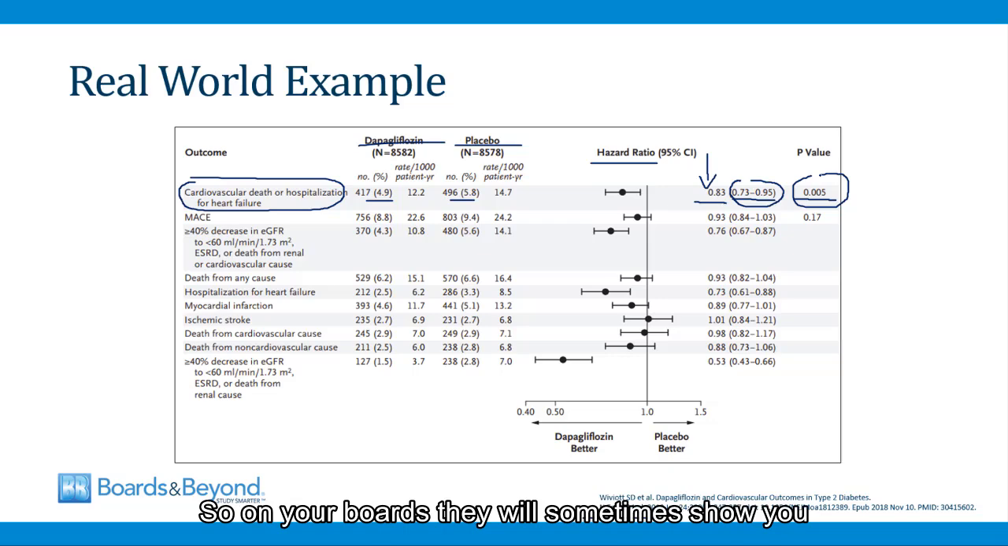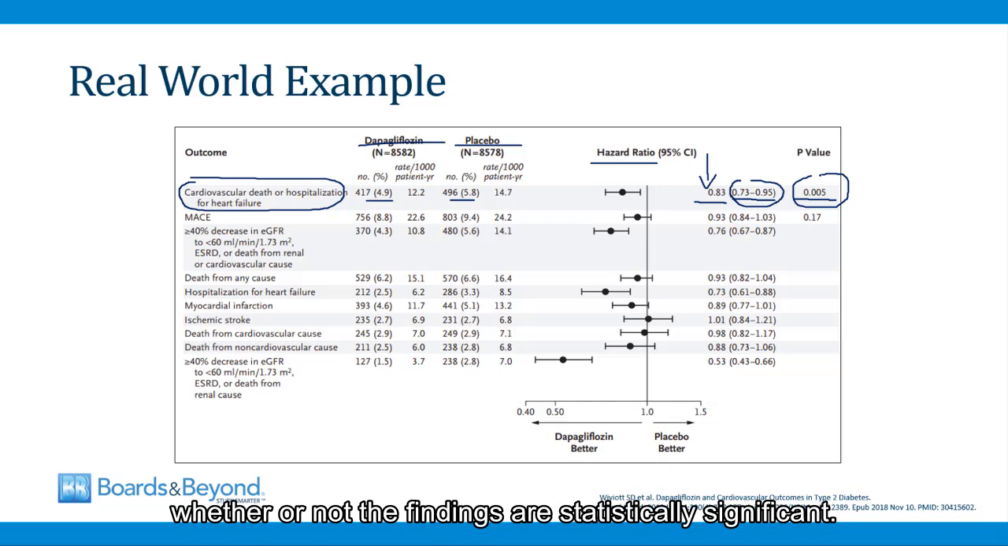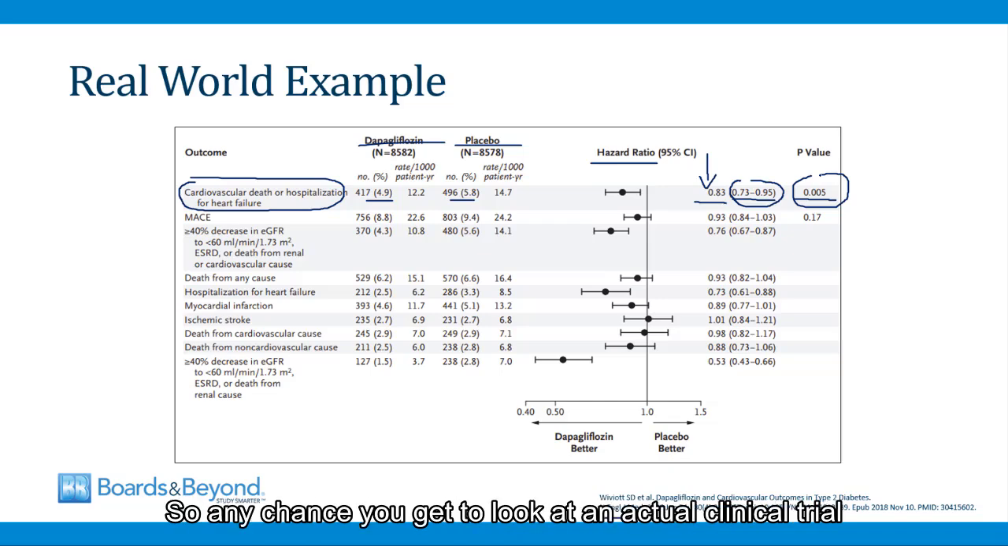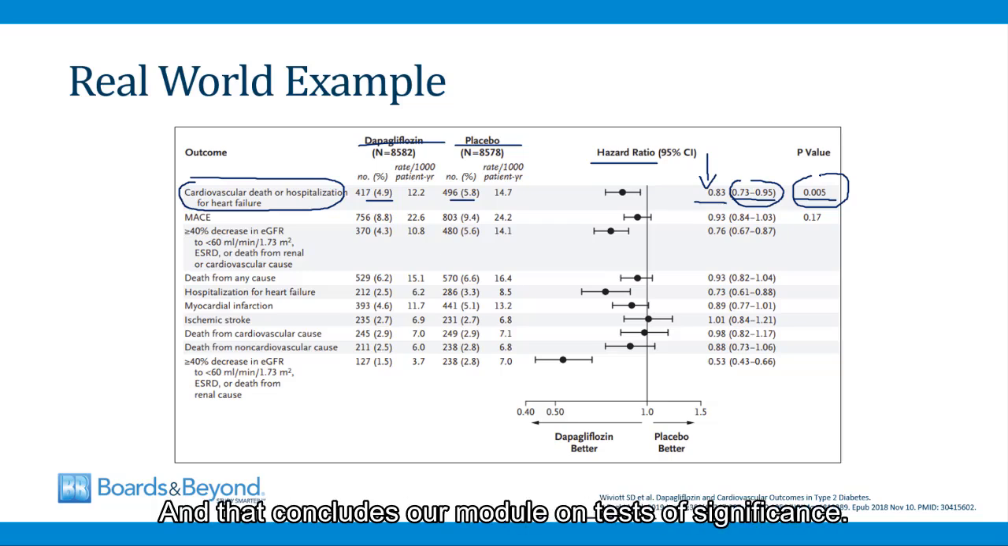So on your boards, they will sometimes show you the data from a trial like this and ask you to parse out the key elements that help you know whether or not the findings are statistically significant. So any chance you get to look at an actual clinical trial and actual data like what's shown in this slide, you should take advantage of that because it will be very helpful when you sit for your board exams and have to interpret data like what's shown on this slide right now. And that concludes our module on tests of significance.